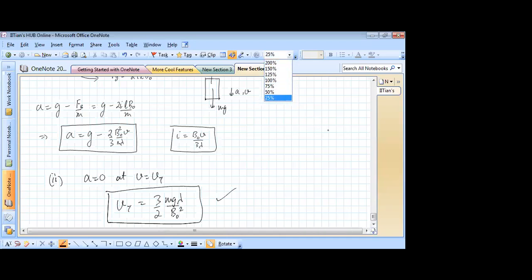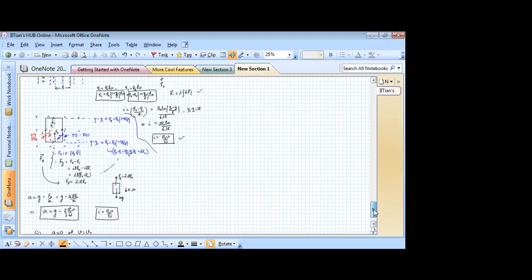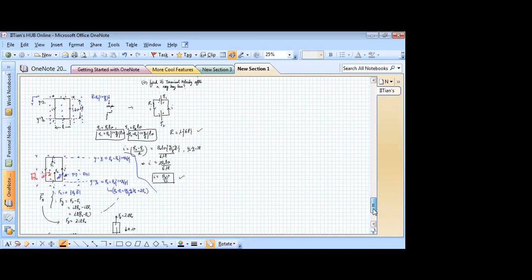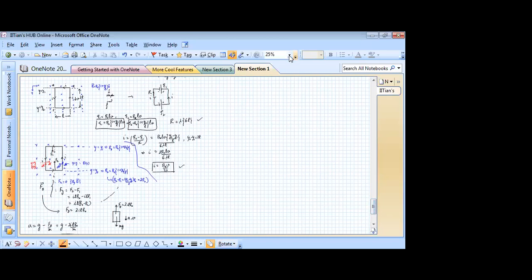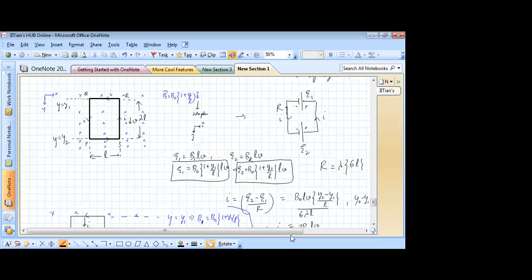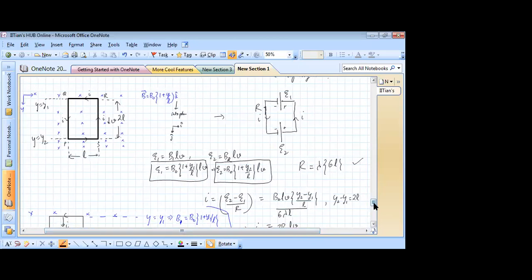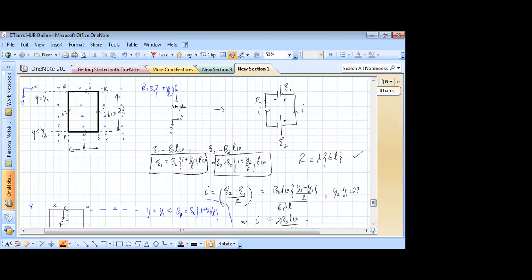Okay, people, so hope all the parts of this question are clear. So we come to this current over here in this section, and then in the section below.